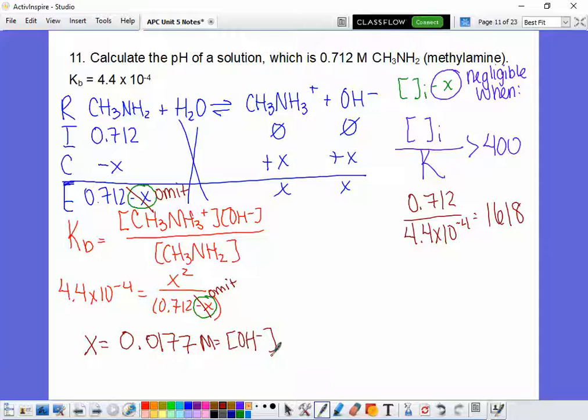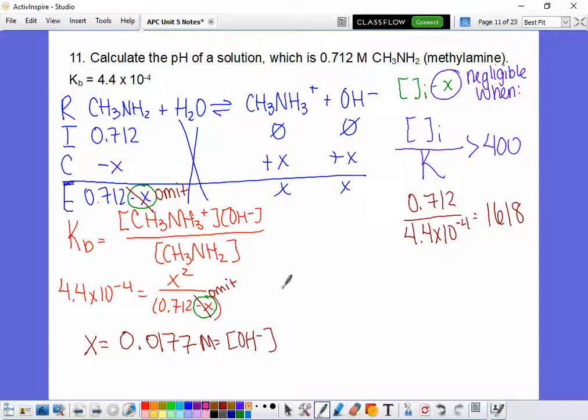Now, I'm not going to be checking for your work on that. On the AP exam, you can identify that X is the OH minus concentration, and then you can say pH equals, and then the right answer. You don't have to show those individual steps. I'm going to write them down because this is our first time doing this problem. Okay?